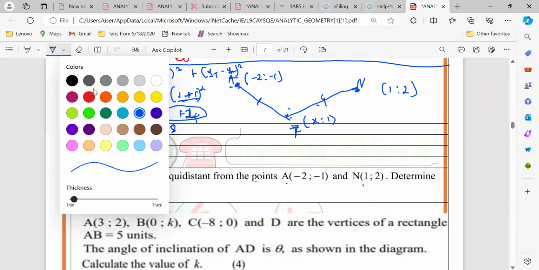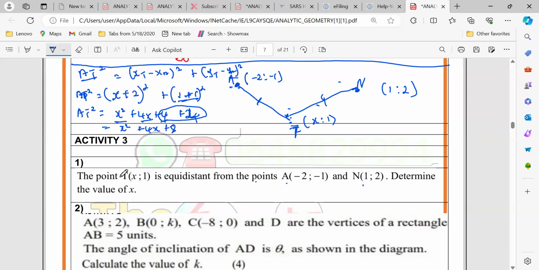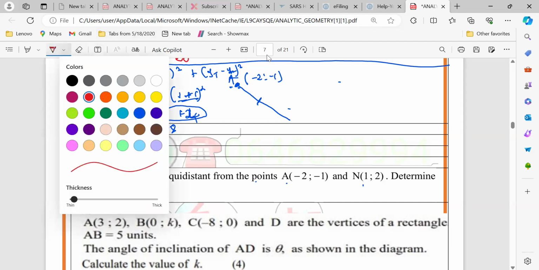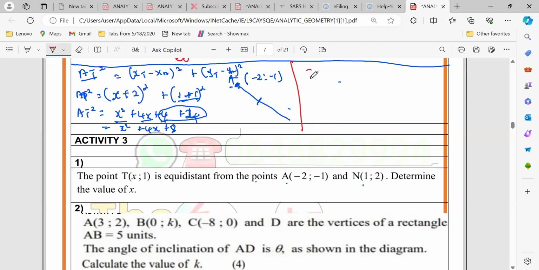We are going to look for number 2, TN. Let's go and look for TN. We can see the coordinates of T and the coordinates of N. TN all squared is going to be (x at T minus x at N) all squared plus (y at T minus y at N) all squared. Then what is it that you are going to have?